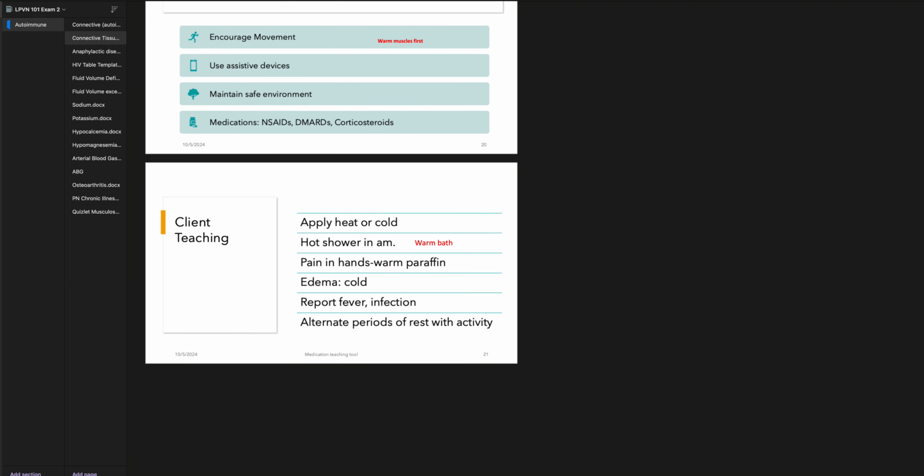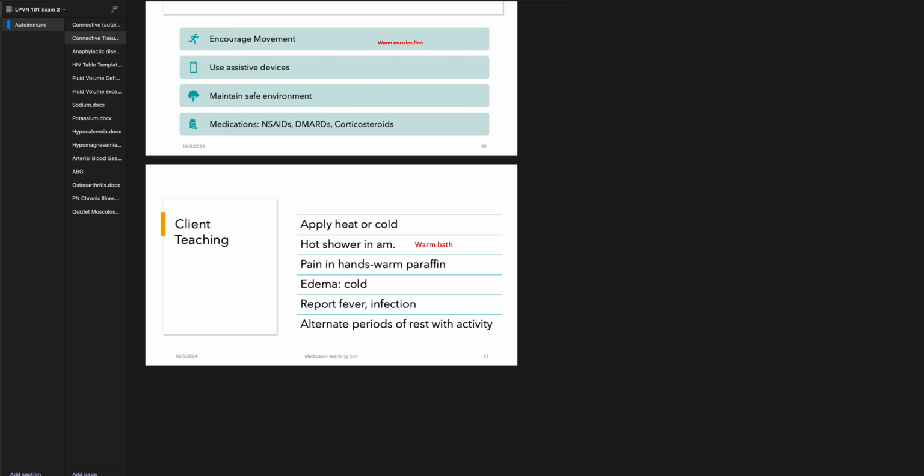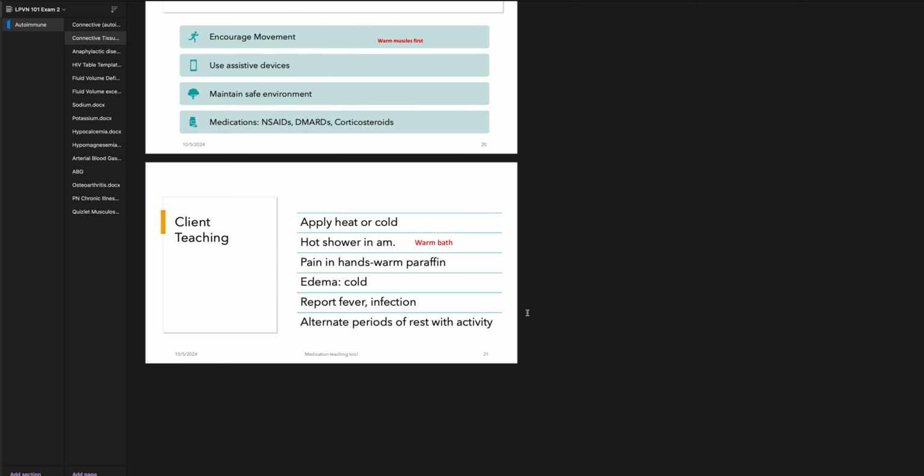Pain in the hands, they can use warm paraffin waxes. I don't know if you've ever had that with a manicure, but it feels fabulous. And if they get edematous, they can use cold therapy. They need to report a fever and infection, and I already talked about alternating periods of rest. All right, so let's talk.